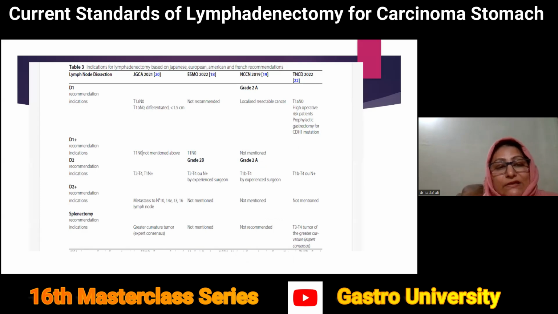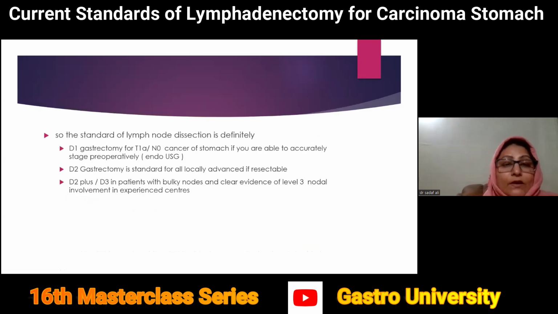So there's a consensus now by almost all guidelines. If you see the French, the NCCN, the ESMO, and the Japanese, all those patients who are advanced will require a D2 gastrectomy, and those who are early would require an endoscopic or a D1 gastrectomy. But the Japanese still prefer a splenectomy to be added in the greater curvature tumor, and the French add it when it is T3 or T4 tumor.